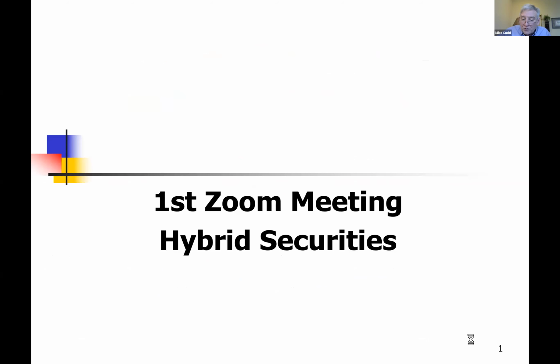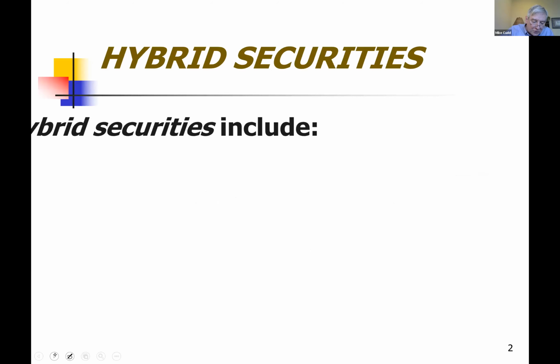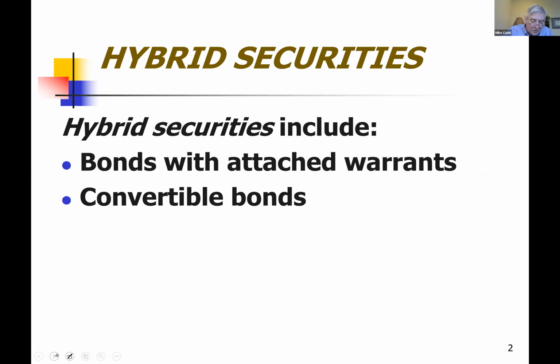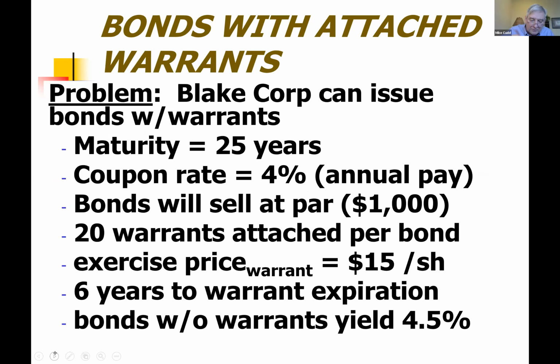All right, this first week's topic is hybrid securities, convertible bonds and bonds with warrants. Technically, they could also include preferred stock, but we don't talk about it much. Our problems are all based on bonds with attached warrants and convertible bonds. The best way to explain this is with a problem, so let's just jump in.